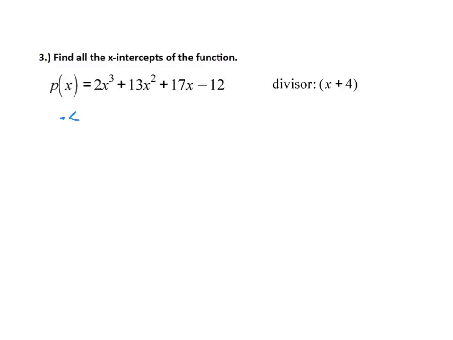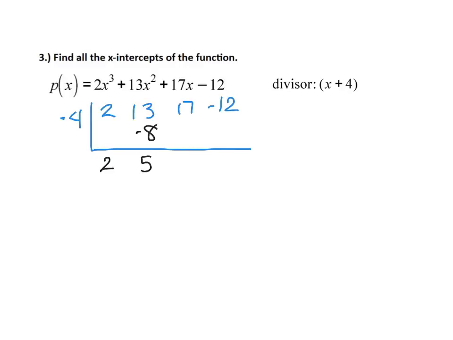So I'm going to put negative 4, 2, 13, 17, and negative 12. I'm going to bring down the 2. That gives me 2 times negative 4 is negative 8, which when added, you get 5. Negative 4 times 5 is negative 20. Add, I get negative 3, and negative 4 times negative 3 is a positive 12. And I should get 0 because we said it was a divisor, and so it would be 0.